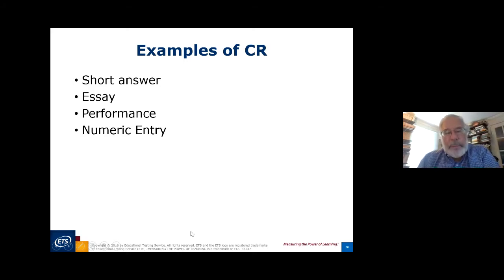So constructive response can be any number of things. It could be a very short answer. It can be a long essay. It can be play an instrument. It could be give a speech. It could be demonstrate how to do a complicated electrical performance. And it can even just be a numeric entry, where you give a math question, but instead of letting them choose, they write in the answer. So those are basic examples.